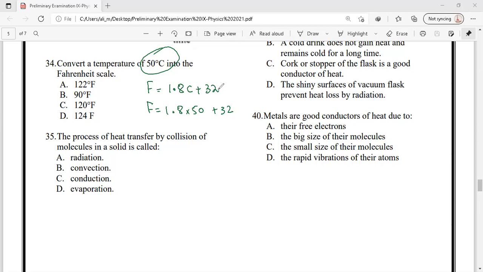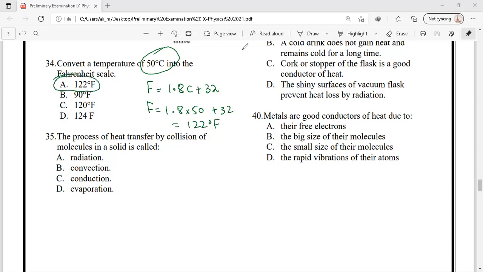Let's simplify this. First we multiply 1.8 by 50, and the result is added to 32. So the correct answer will be 122 degrees Fahrenheit, which is present in our option A.